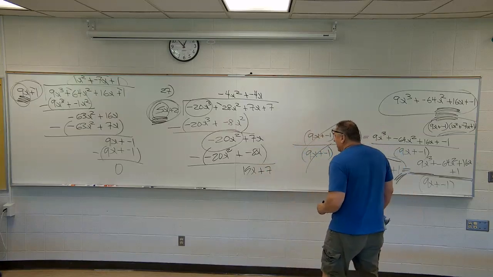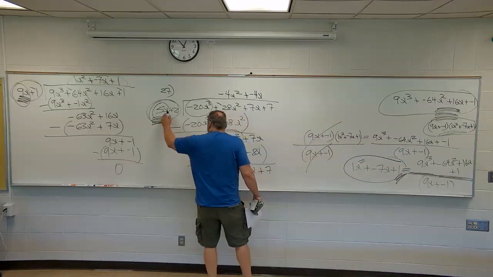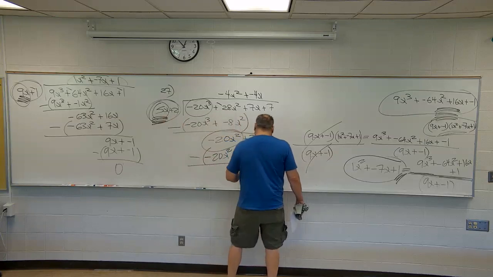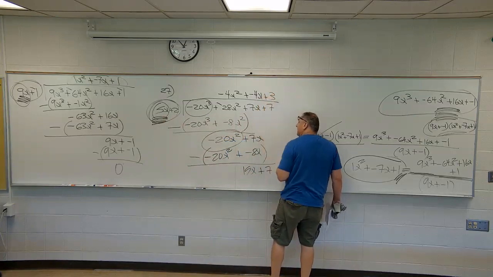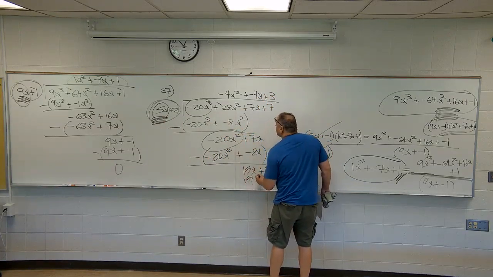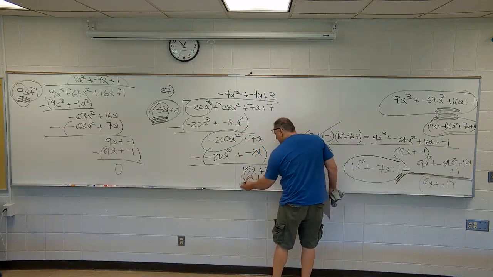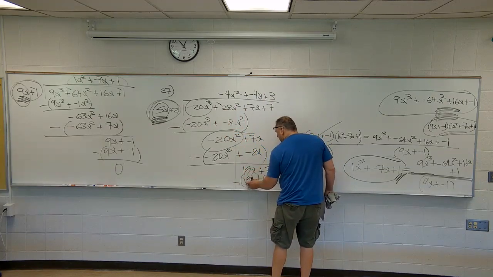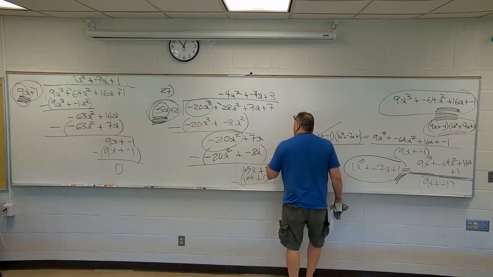Bring the 7 down. Let's see if we can get the lead term to go in here. 5x goes into 15x 3 times. Now this is going to be kind of interesting. 3 times both of those: 15x, 6. When you do the subtraction, 15x minus 15x is 0. 7 minus 6 is 1. There's a remainder of 1.